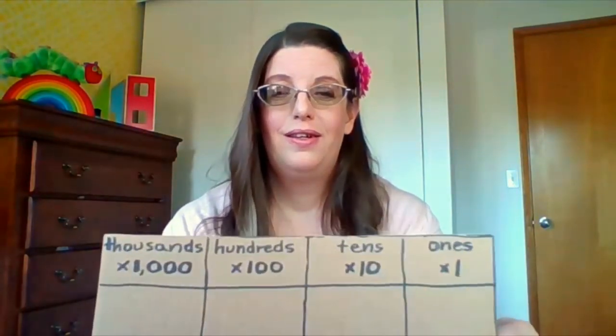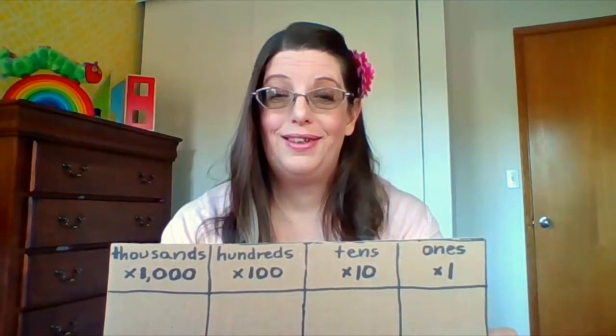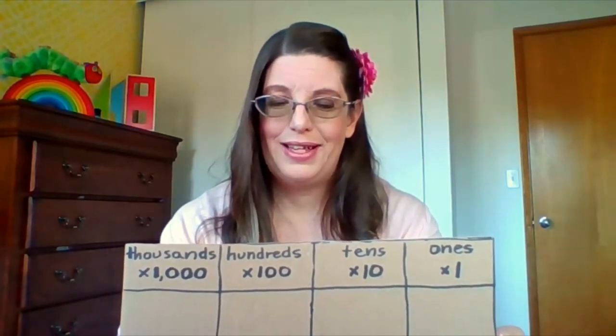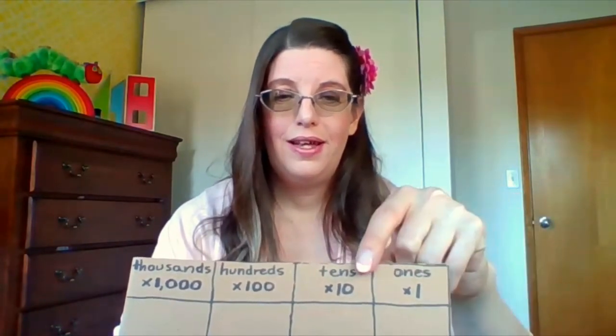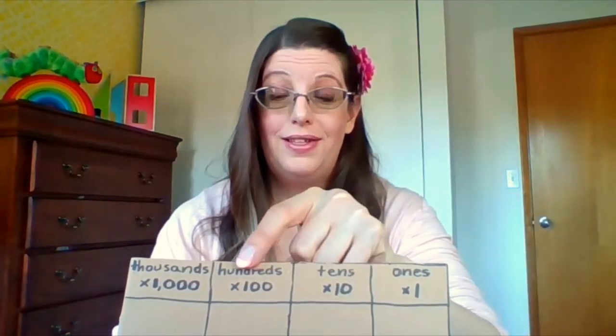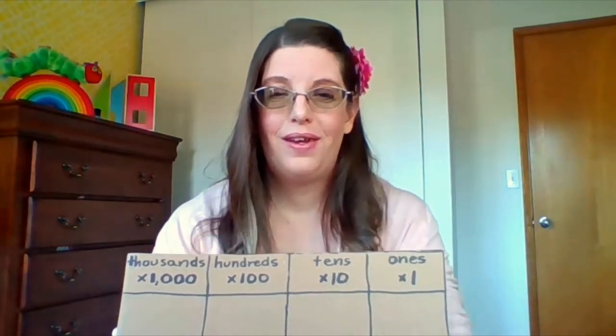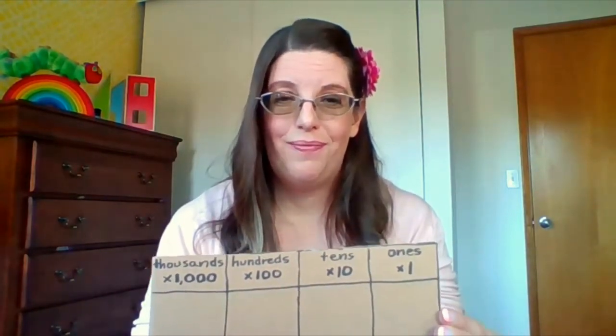I want to show you something that I've made. I took a piece of cardboard from the top of a pizza box and cut it into this rectangular shape. Does this look familiar? Have you ever seen this in your classroom? It says ones, tens, hundreds, and thousands. This is a place value chart. We're going to use this tool to understand large numbers better.